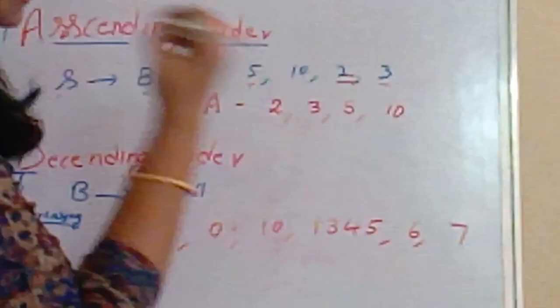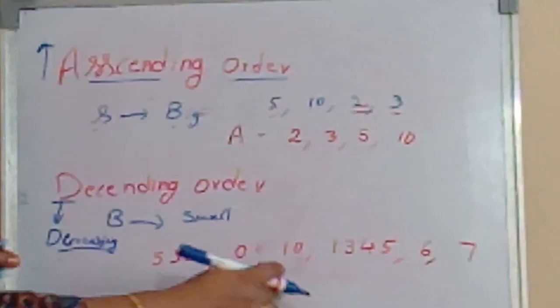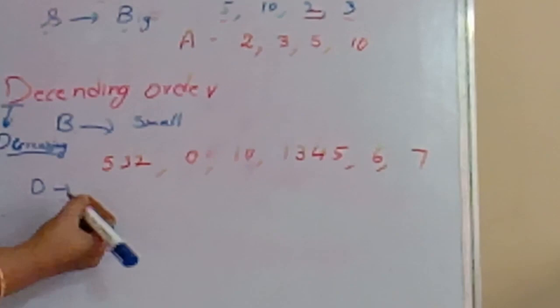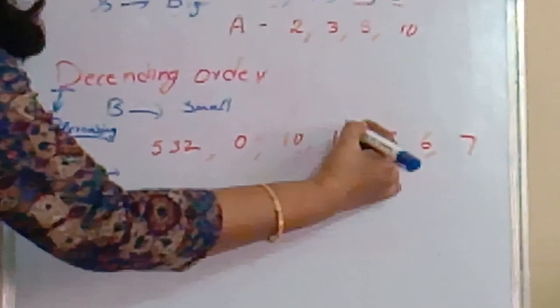10, 1345, 6, 7, 0, 532. These are the numbers we have. We should write these numbers in descending order. Descending order means big to small. Which is the biggest number among all these? This one. So, write a tick mark like this.